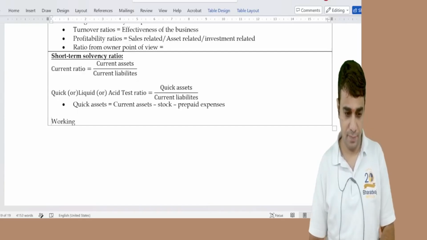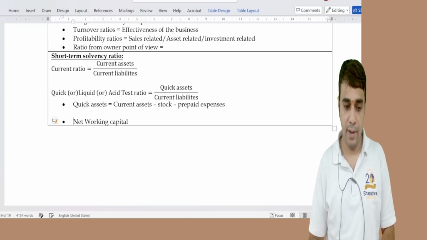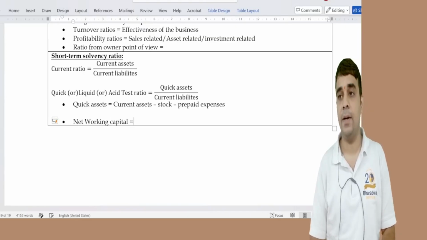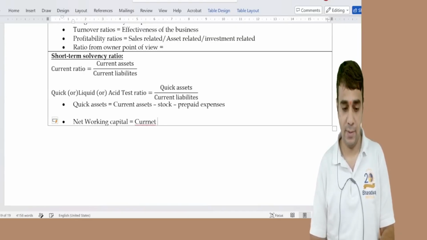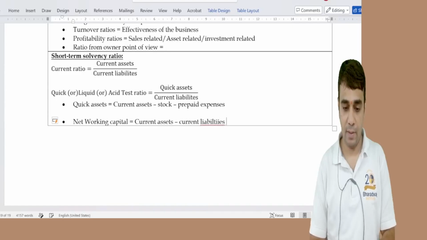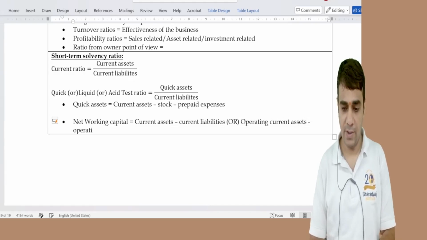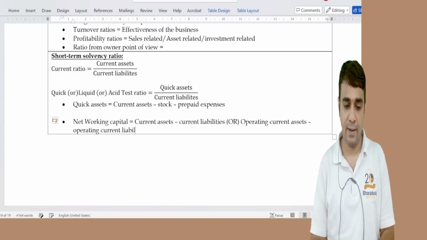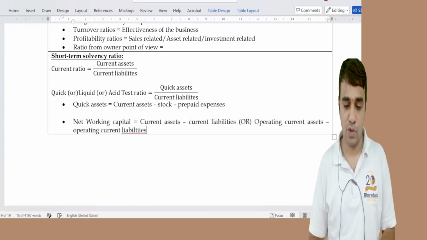It is called net working capital. What is net working capital? Current assets minus current liability, or operating current assets minus operating current liability. The second formula is what we'll mostly be using.